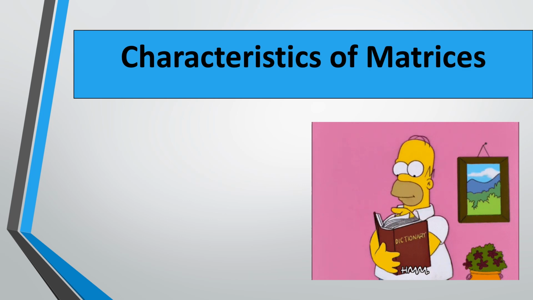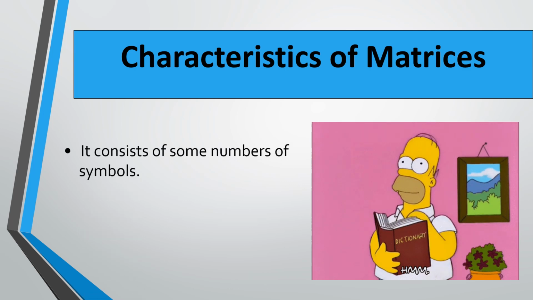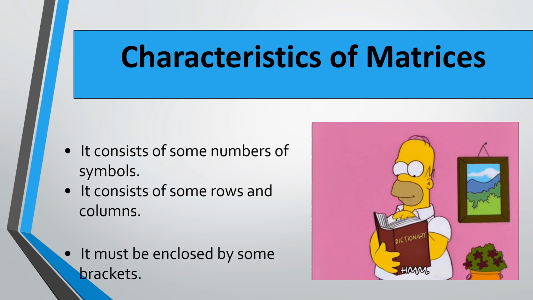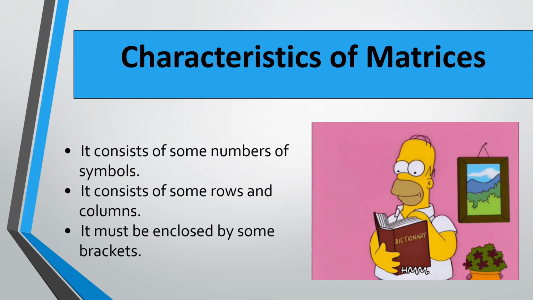Characteristics of matrices. It consists of some numbers or symbols. It consists of some rows and columns. It must be enclosed by some brackets. It must be subscripted by the magnitude of its order. It must be denominated by some capital letter.